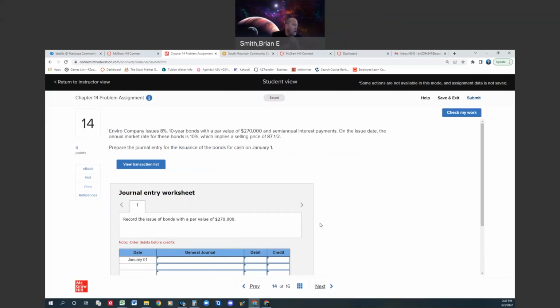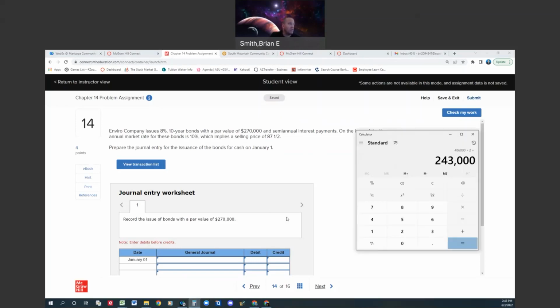Okay, record the issue of bonds with a par value of $270,000. Let's see, 10%. Okay, so ours is 8%, but the market rate is 10%. So we're selling at 87.5%. That's what this means, we're selling it at that percentage. So what we're going to do is take the par value and multiply that by 0.875. So we're going to get cash in the amount of $236,250.